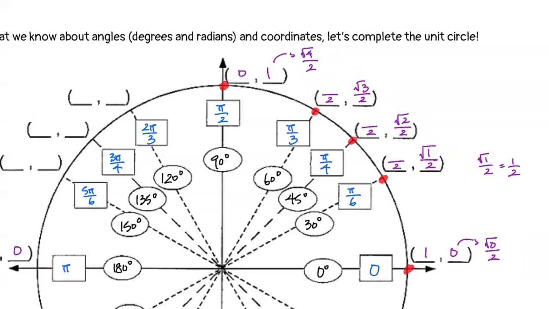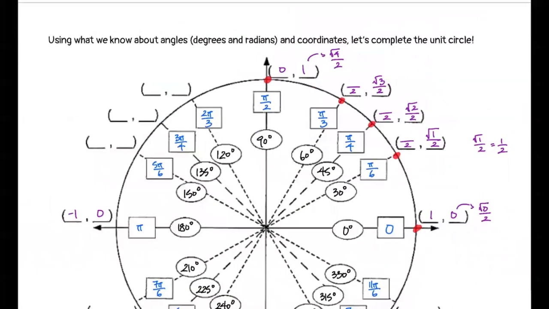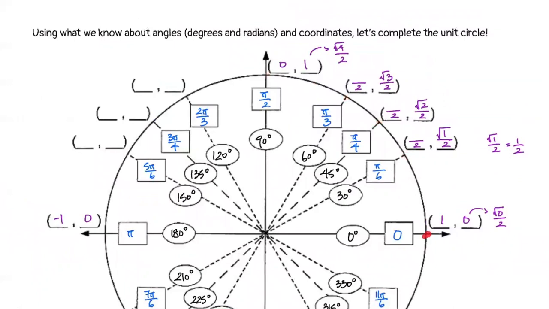Okay. Well, my question to you is, if I start at this angle and then I go to this angle, what happens to the x values? Do they get bigger or smaller? Smaller. Okay. And what happens when I keep going to pi over 4? X value gets bigger or smaller? Smaller. What about when I go to here? Still smaller? Yeah. And when I get to here, the x value is 0.